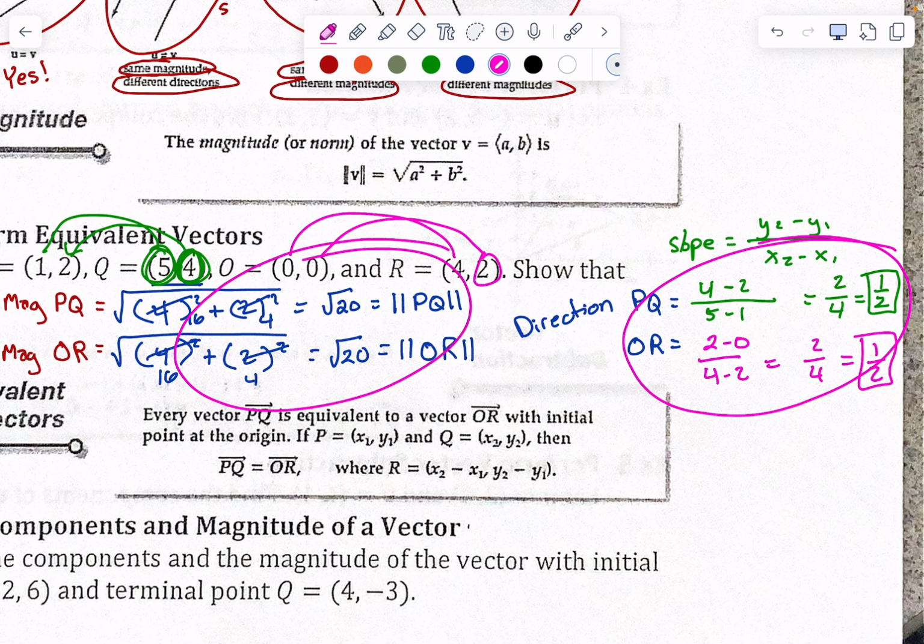What? 4 minus 2 isn't 4. It should be 4 minus 0. Oh, that should be 4 minus 0, sorry. Thanks for catching that. Yeah, I wrote it wrong.